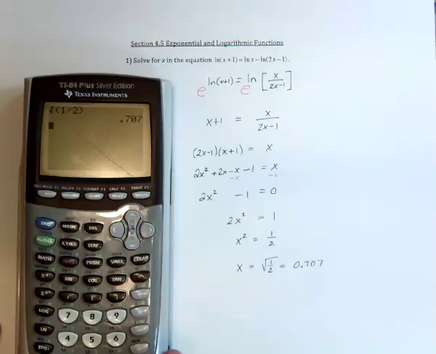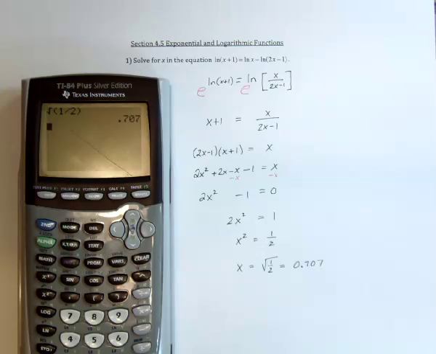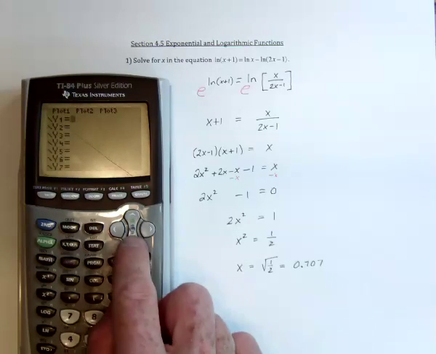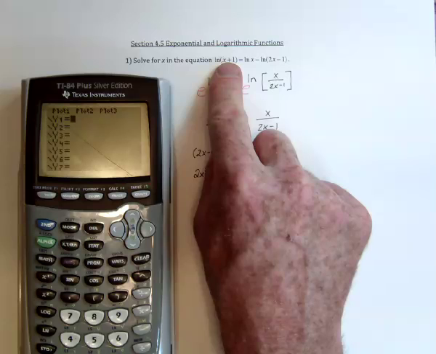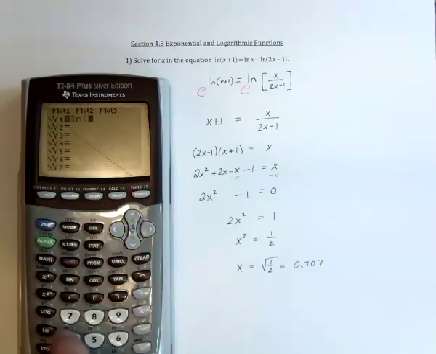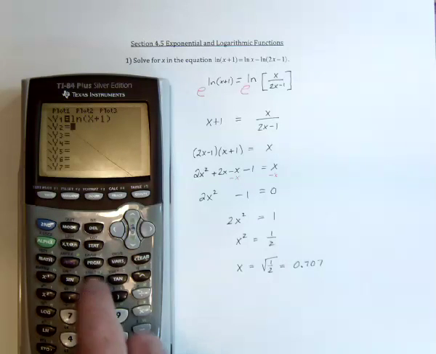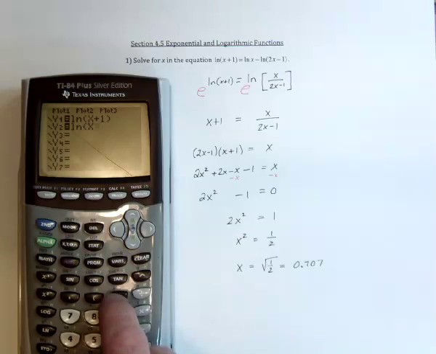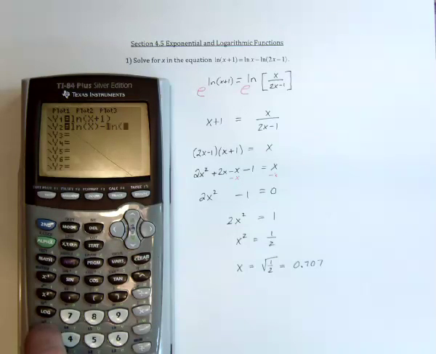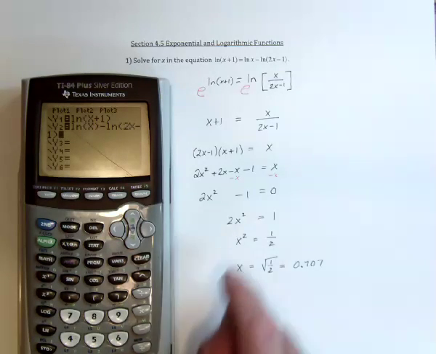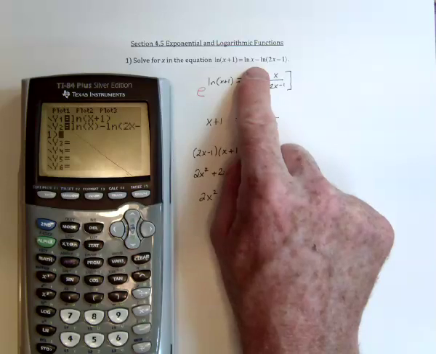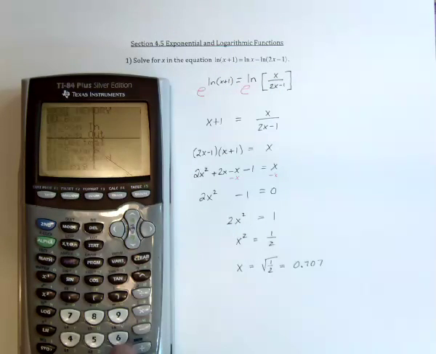0.707. And now I would like to graph the original problem and see if I've got the 0.707 correct. So go back to the original problem, which was the natural log of x plus 1. And then when does that equal the natural log of x minus the natural log of 2x minus 1. So that's the second function. And then when are they equal? So go to zoom standard.